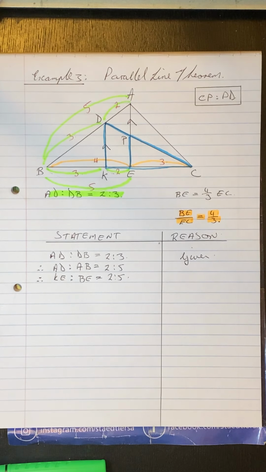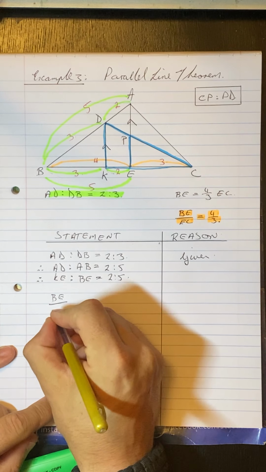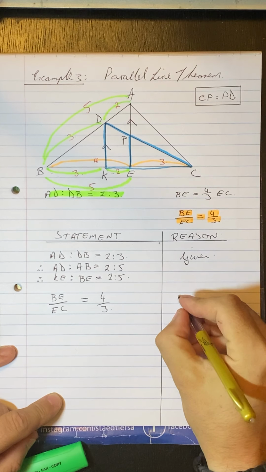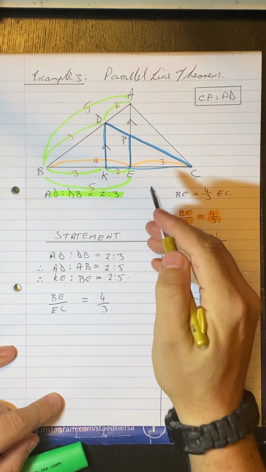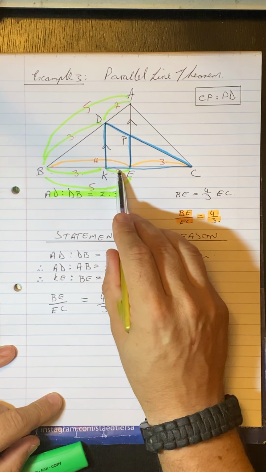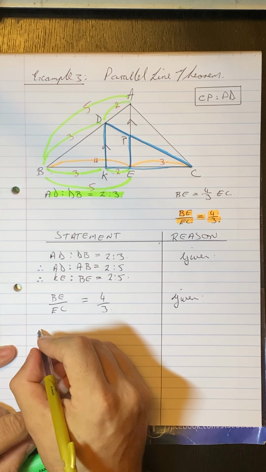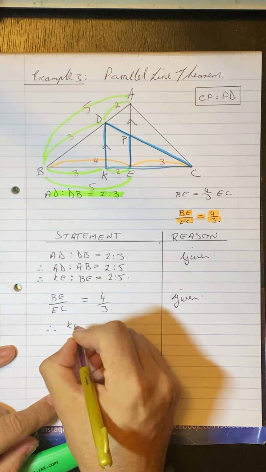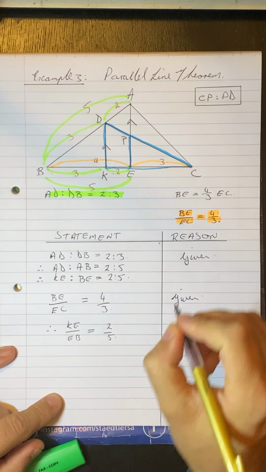Carrying on, we know that BE to EC is equal to 4 to 3. That's from here. That was given to us. Now we get that KE to EB is also 2 to 5. We've just proved that over here.